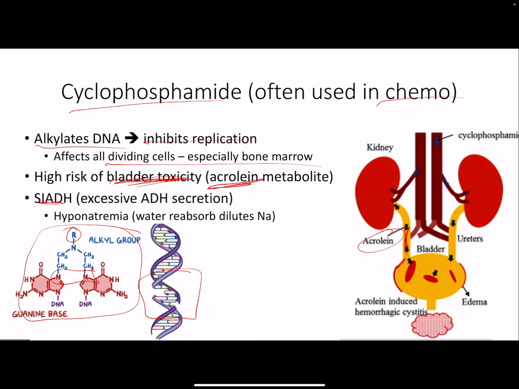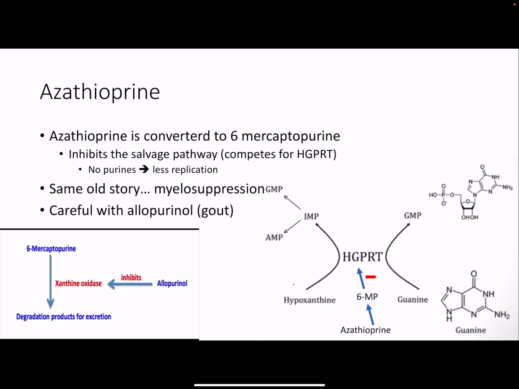It also might cause SIADH, a syndrome of inappropriate antidiuretic hormone secretion. What does that mean? Remember, ADH just goes to the collecting ducts of your kidneys and causes more water to be reabsorbed. So you have too much ADH from your posterior pituitary, which means you have too much water reabsorption. Too much water going into your plasma means that however much sodium you have, it's now going to be diluted. It's not as concentrated. That's called hyponatremia. It can cause seizures and lots of other bad stuff.